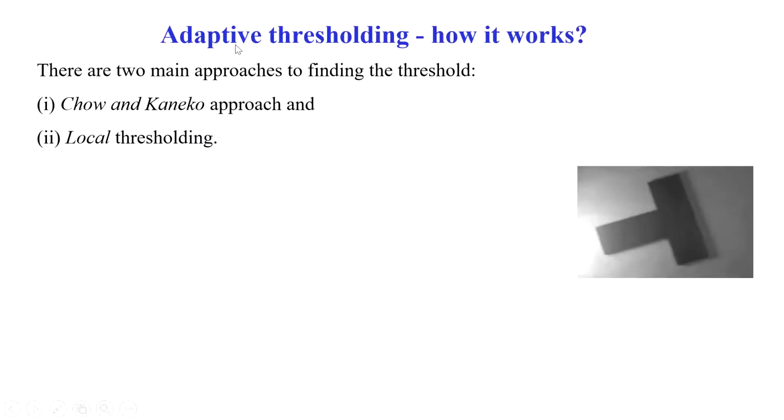For the adaptive threshold, there are mainly two approaches. The first method is based on the Chow and Kaneko approach, and the second is based on the local threshold method.